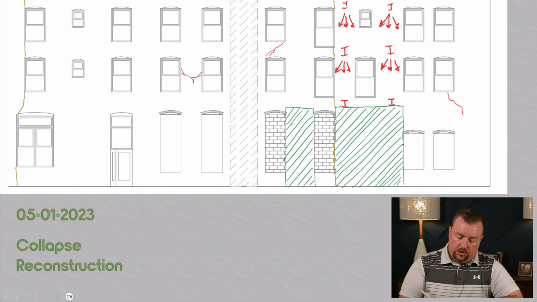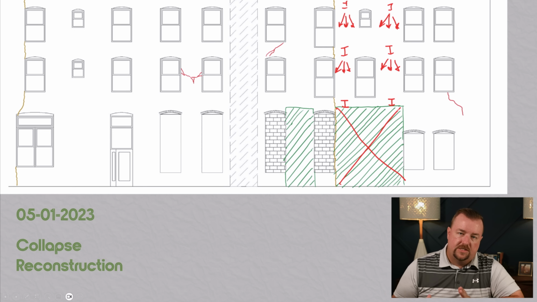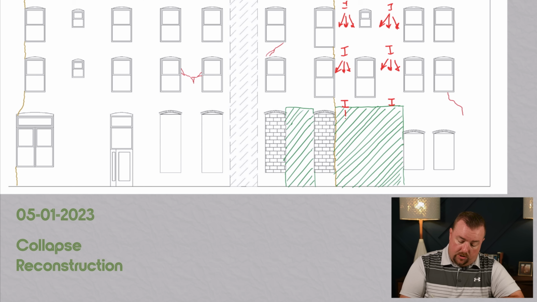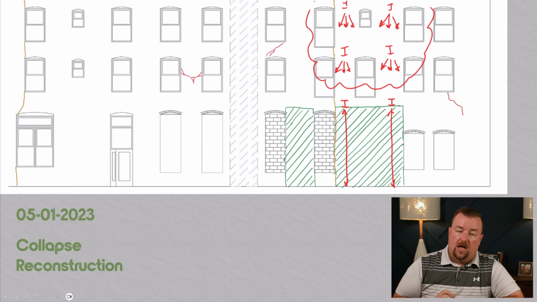Now, if you're going to demo this section of wall, I don't care if you do it in 4-foot segments, I don't care if you do it in 1-foot segments. What they did was they put a post shore underneath this beam, and they put a post shore underneath this beam. But they did absolutely nothing with anything above. Like nothing. They didn't get any of the weight off.